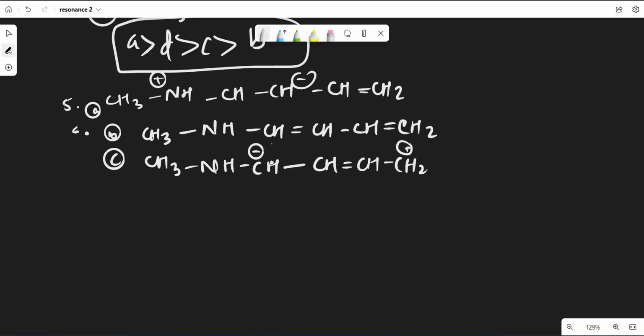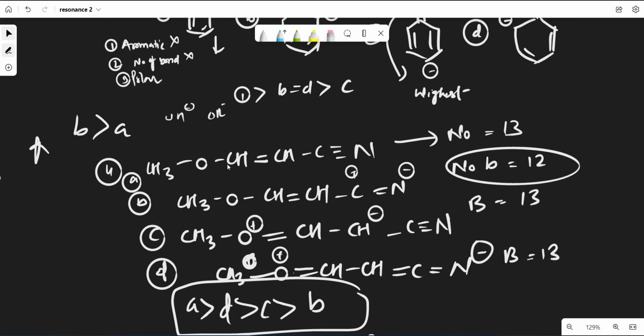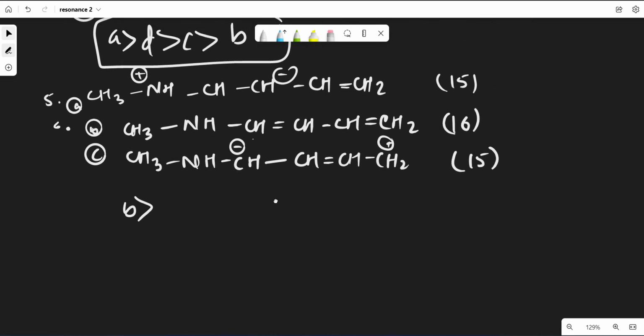If you check the bond order, one has 15, one has 16, and one has 15 bonds. So which is more stable? B. Before seeing charge, we have to check bond numbers. The order which I have told you, that order should be maintained. Yeah, B is the most stable.